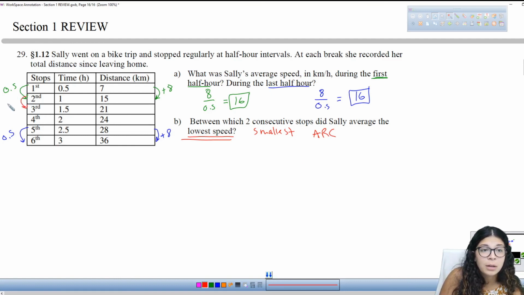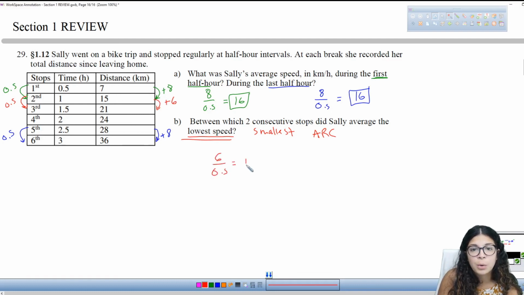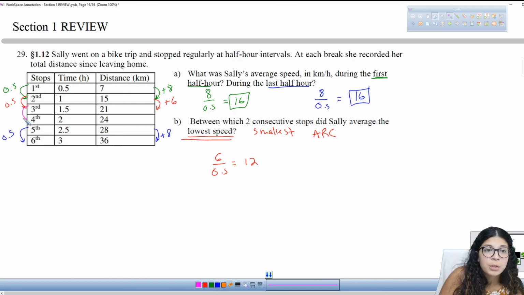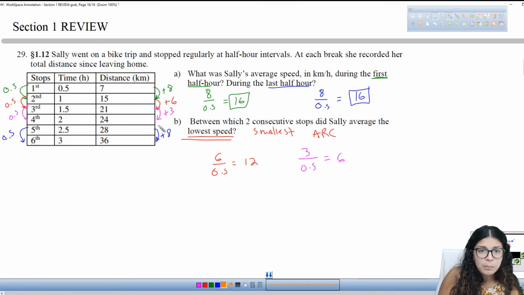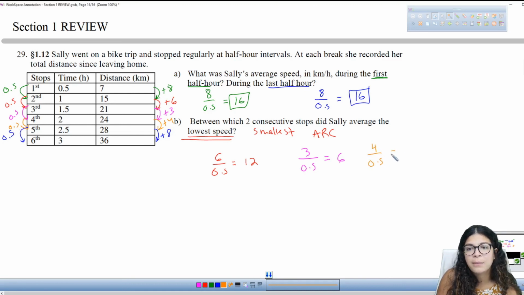So now we need to find the rest of them. So from the second to the third is a 0.5 change. And then from 15 to 21 is a positive 6 change. So 6 over 0.5 would be 12. Now I need to compare that, so I need to find the other ones as well. From third to the fourth stop was also 0.5 change. From 21 to 24, that's 3 change only. So 3 over 0.5 gives me 6. And then the last one is from 24 to 28, which is a positive 4 change. Of course, from 2 to 2.5 is 0.5. So here 4 divided by 0.5, we get 8.